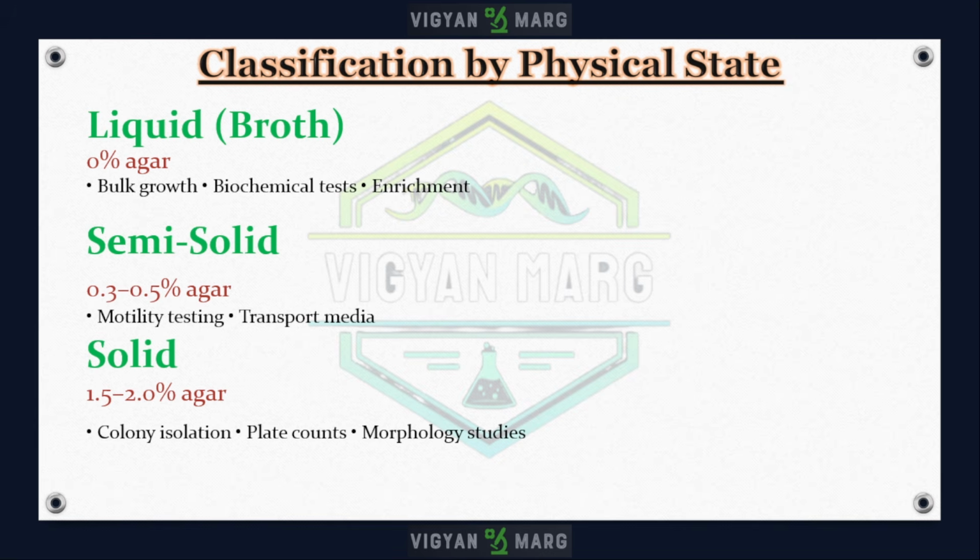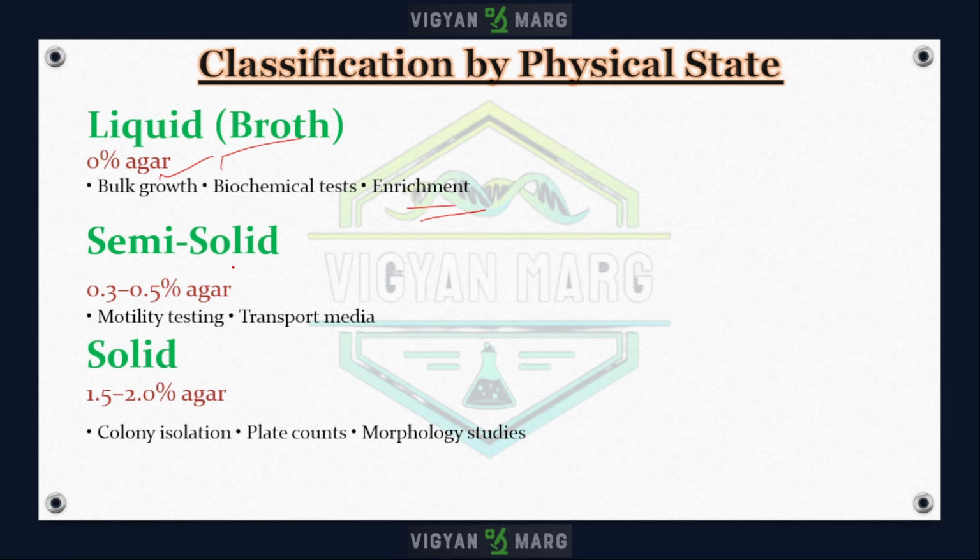In the next case, another simple but very important classification is by physical state, that is the consistency of the medium, like liquid media or broth, which generally contain 0% agar. There is no solidifying agent present in there. These are used for bulk growth, for many biochemical tests, and very commonly for enrichment when you want to increase the number of particular organisms.